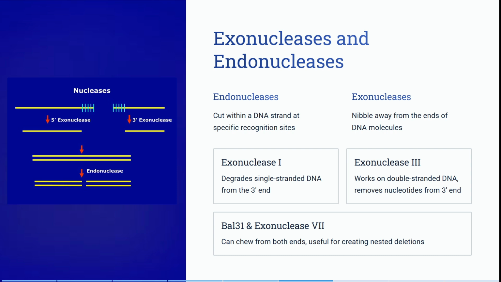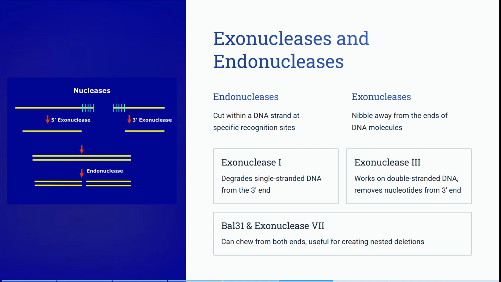It also has some endonuclease activity at apurinic sites, places where a base is missing. Lambda exonuclease and exonuclease 7 can chew from both ends, making them useful for creating nested deletions. These enzymes are great for precisely editing or trimming DNA, especially when you need to prepare fragments for cloning or sequencing. Exonucleases are also used in techniques like exonuclease digestion mapping, where you determine the structure of DNA fragments by observing how they get degraded.